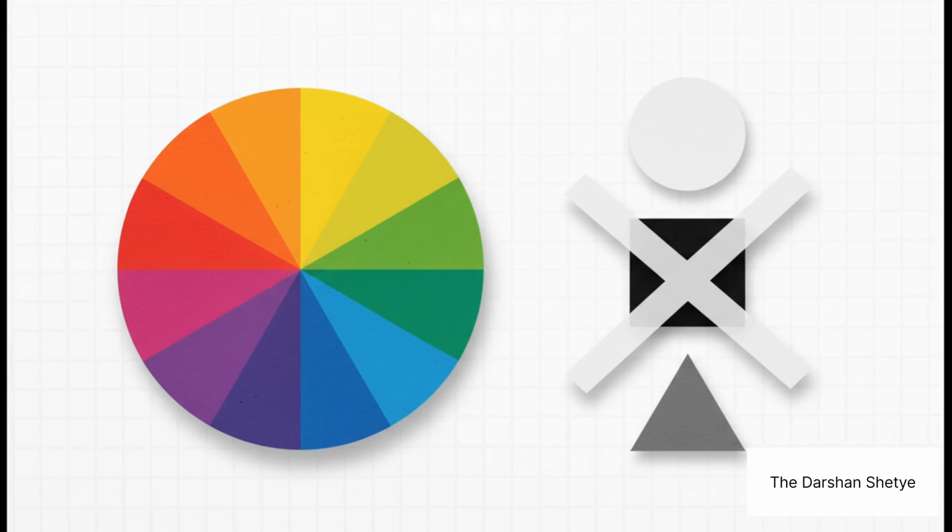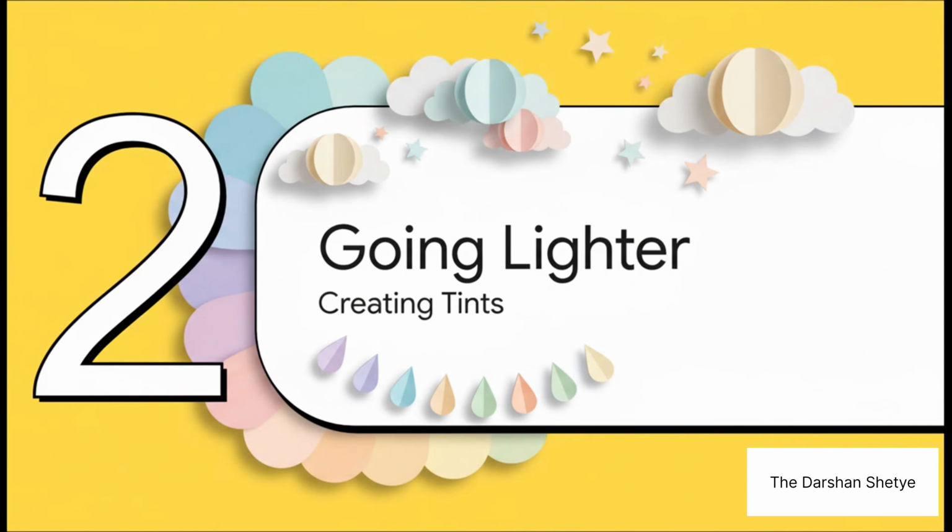So, you might be wondering, well, what about black, white, and gray? And this is a really key point. They are not hues. We call them neutrals. They don't have their own color family. Instead, they're the tools we use to change and modify the hues we start with. So let's start using those tools.